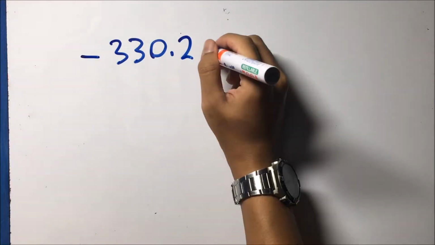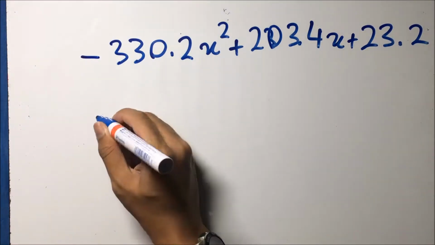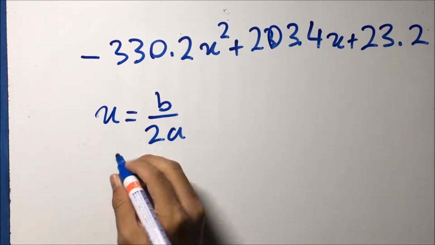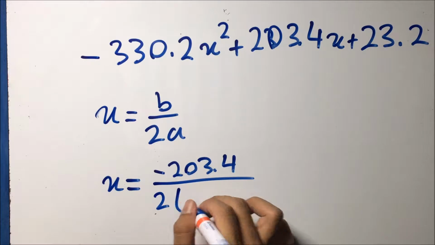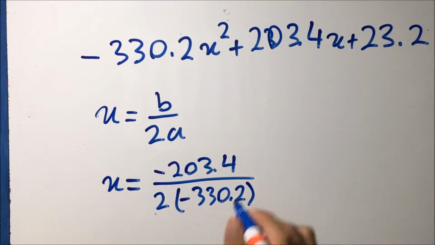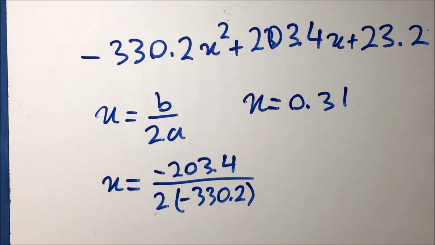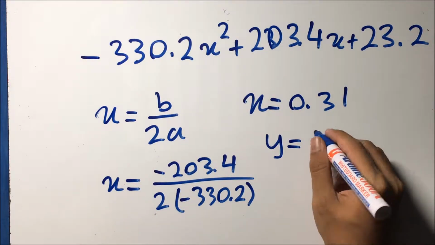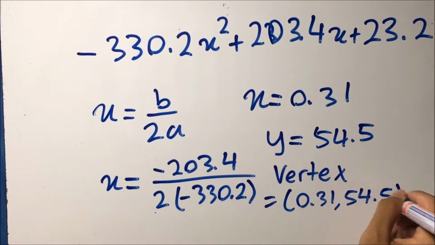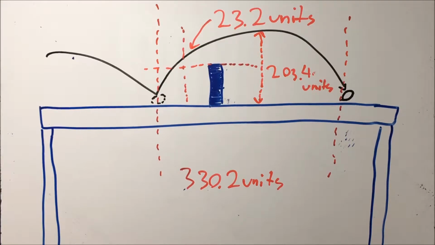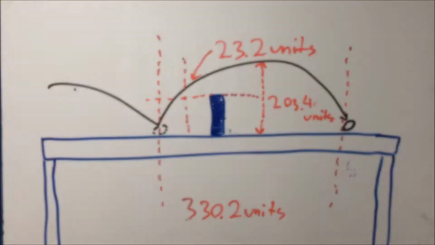So let's take an equation as an example. If the ping pong ball succeeds in crossing the net, we need to find the value of x, which is by using the formula b over 2a, the height divided by 2 times its width, and we can find the value of x, which is 0.31. So we insert the value of x to find the value of y, which will give us 54.5, and this should be the vertex of the equation. If you assign these values, you can see that it is actually applicable in real life situations.